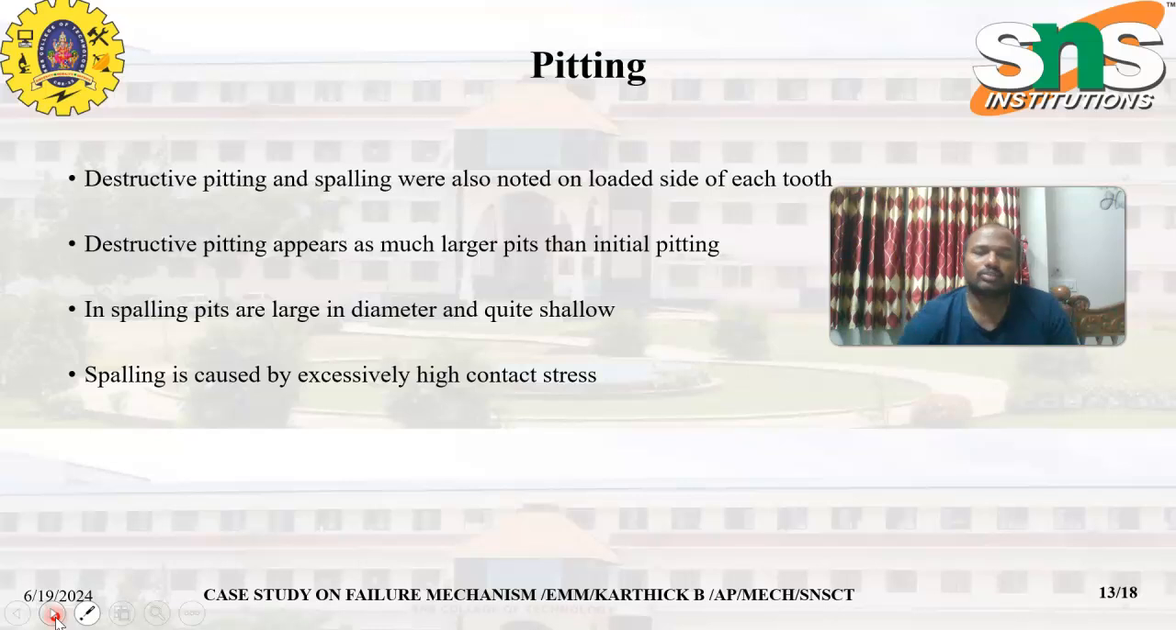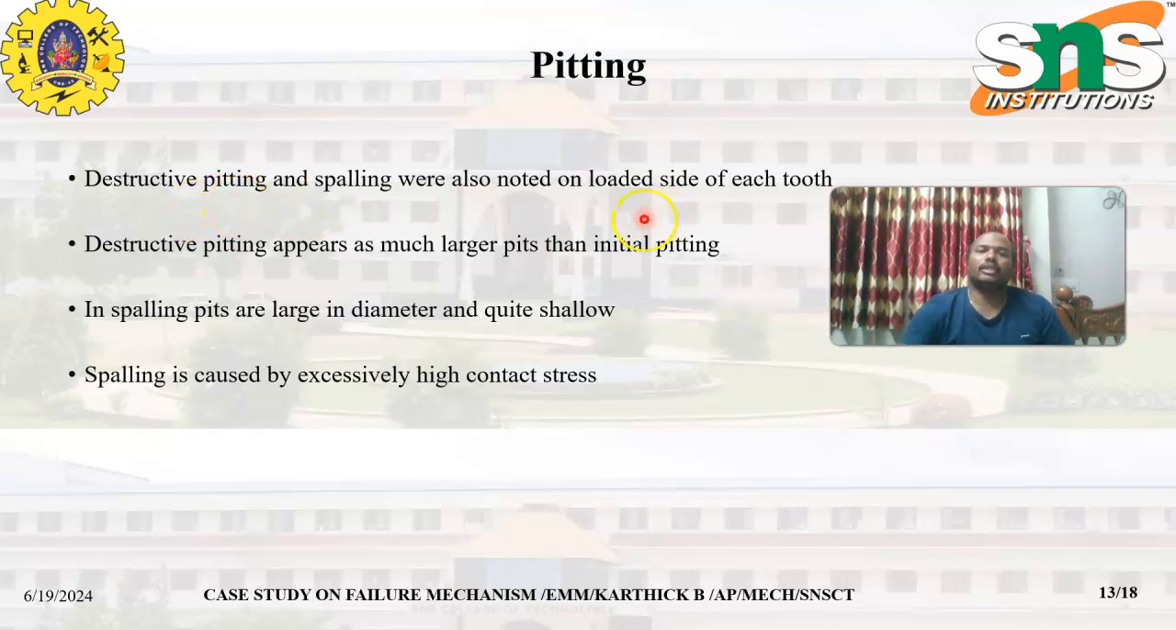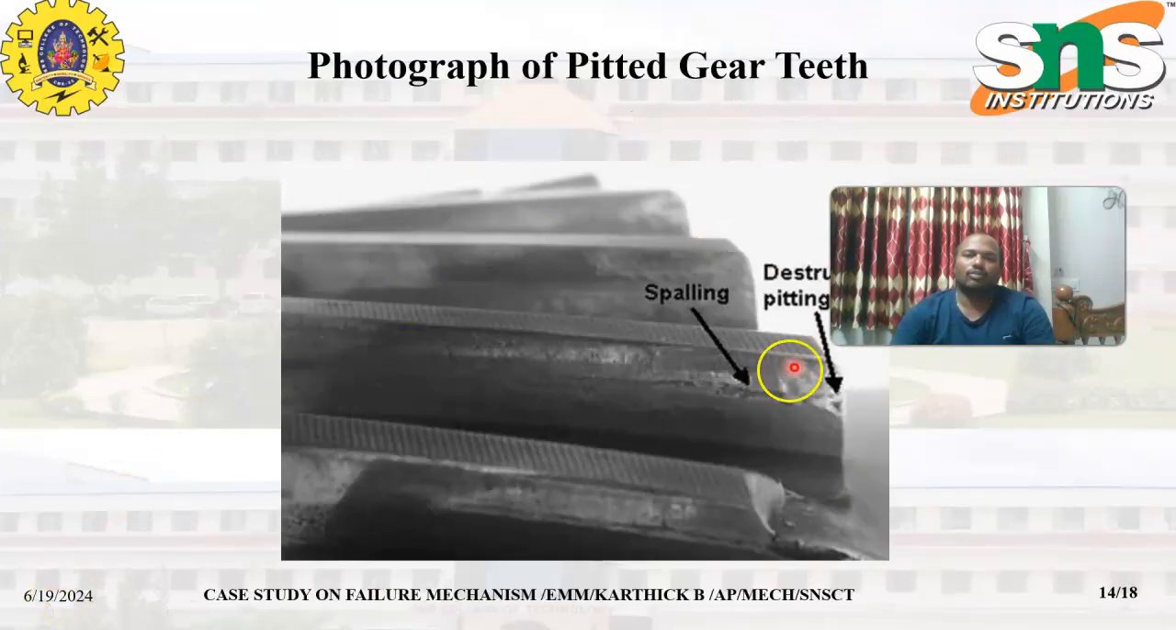First, it is due to pitting and spalling, because pitting and spalling is one of the main gear failures that occurs in high speed gearboxes, and it is commonly seen. This spalling is caused due to excessive contact stresses. This is the photograph where you can see the spalling area and the destructive pitting areas. So spalling and pitting are the major causes.